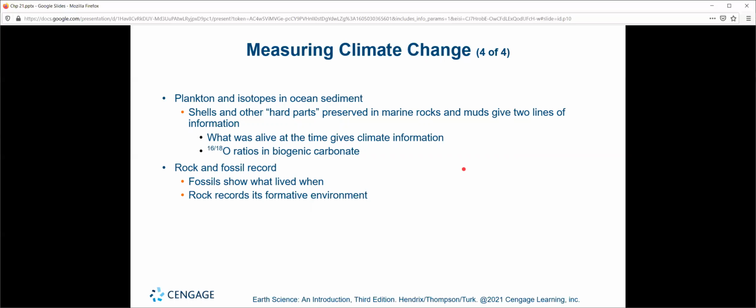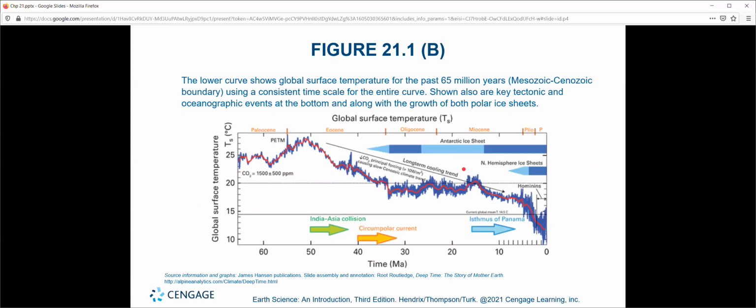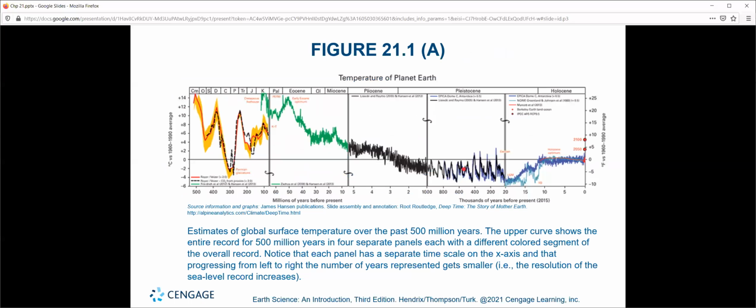Beyond that, we can also look, as said here, at plankton and the isotopes in ocean sediment. The shells, or their hard parts, if you will, can be preserved in marine rocks and muds to give two lines of information. Not only what was alive at the time, but also, again, these oxygen isotope ratios in biogenic carbonate. We can have a glimpse, a picture, an image, if you will, of the climate at the time at which these plankton, these microscopic organisms, perished and were buried, and that provides us a clue as to what the climate looked like, so we can accurately construct these charts and see what trends the climate was up to at those particular moments.